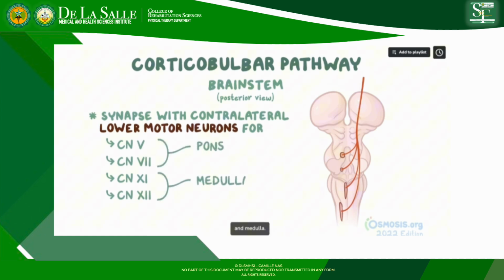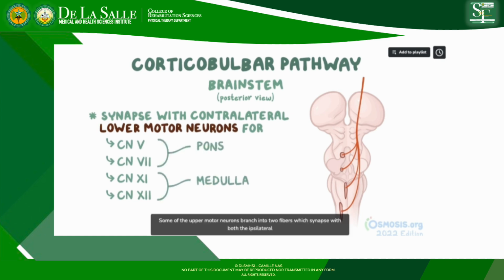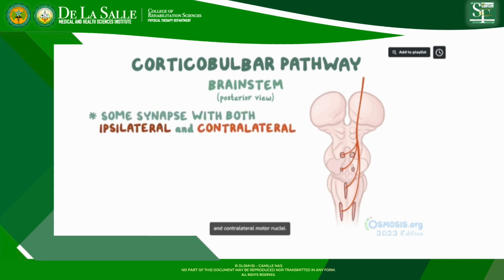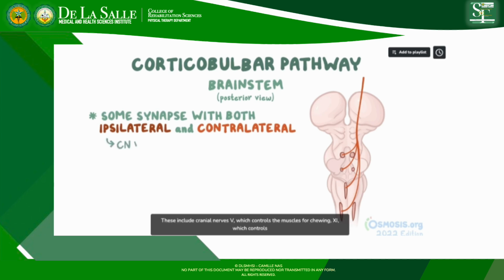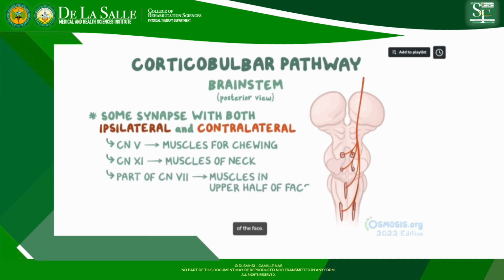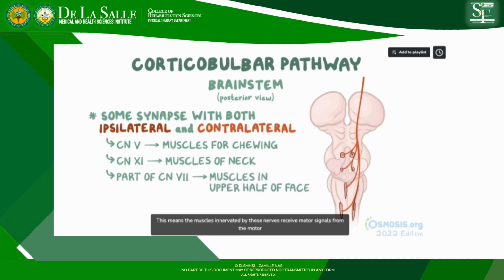Some of the upper motor neurons branch into two fibers which synapse with both the ipsilateral and contralateral motor nuclei. These include cranial nerves 5, which controls the muscles for chewing, 11, which controls the muscles of the neck, and the part of 7 that innervates the muscles in the upper half of the face. This means that muscles innervated by these nerves receive motor signals from the motor cortex from both hemispheres of the brain.